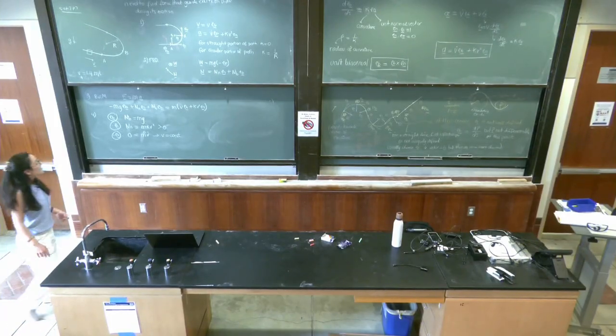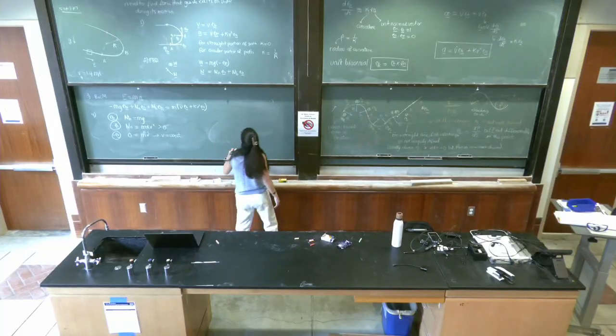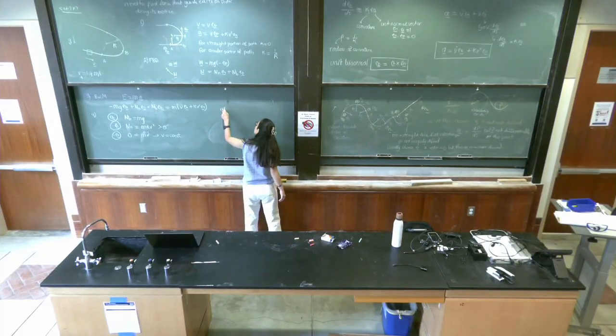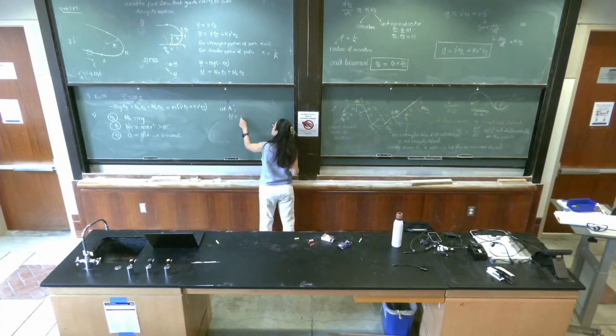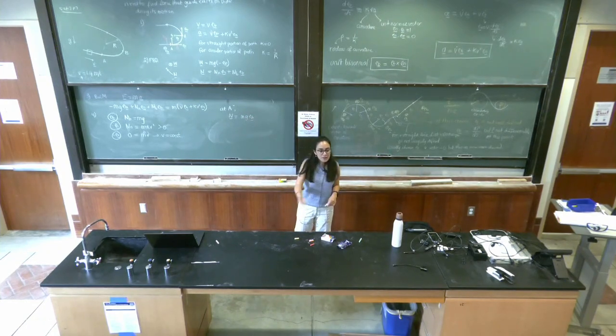So let me look at this. At A minus, the normal force is equal to just mg EB, right? What do I mean by A minus? Just before A.